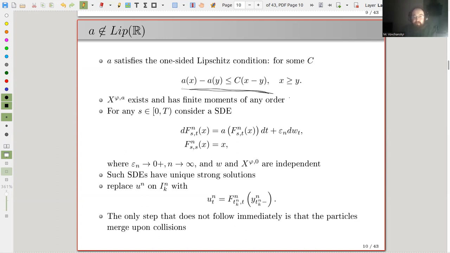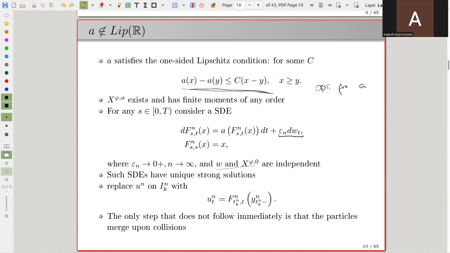Because now the ODE for A is ill-posed, as A is no longer Lipschitz, or maybe discontinuous, we just add a regularizing Wiener process that is independent from the initial scheme. Then we have a unique strong solution on every step of our scheme, and we can use these SDEs instead of the original ODEs to define the splitting scheme. Technically, everything works.